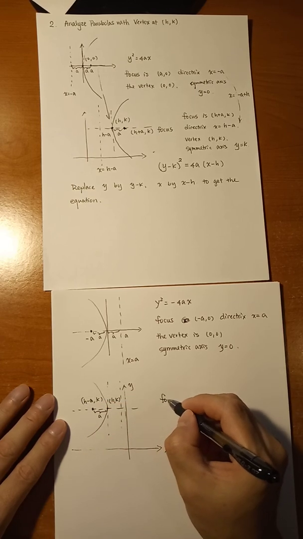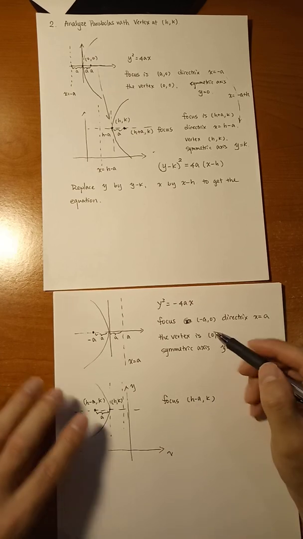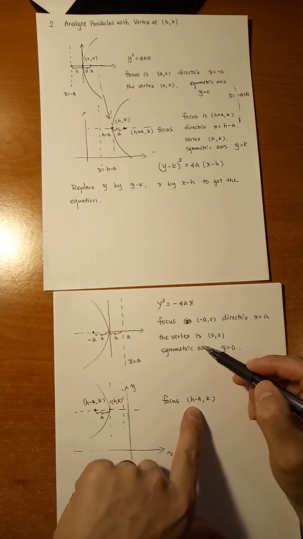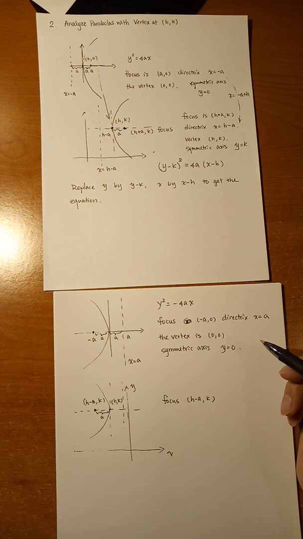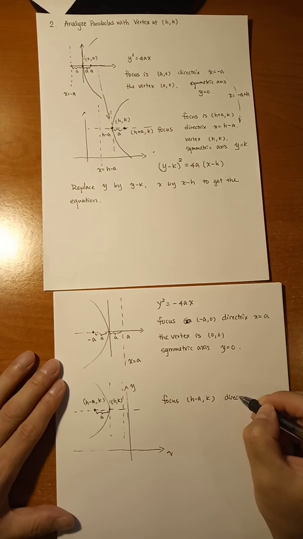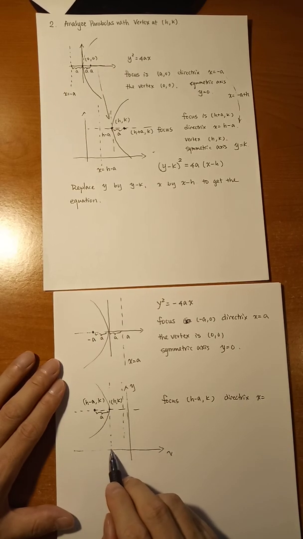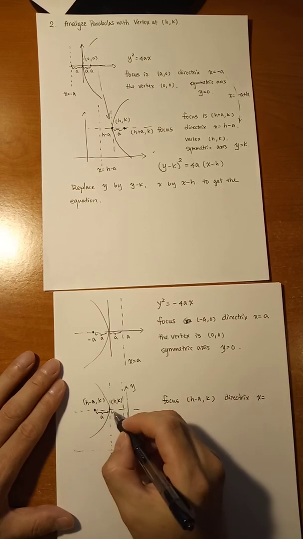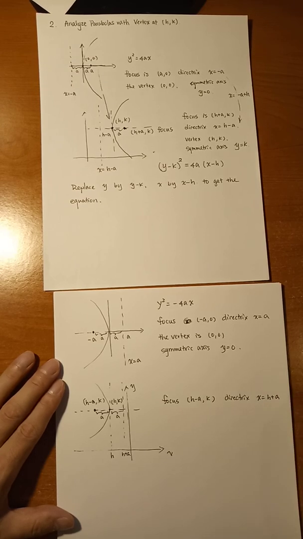So the focus becomes (h minus a, k). See, you just add x coordinate by h, y coordinate by k. So you get it from the original focus. Okay, and then what is the directrix? Directrix is x equal, see, this is h. h is the x coordinate. You move to the right a unit, so it's h plus a. x equal to h plus a. See? That's how you get h plus a from a. You add a by h.